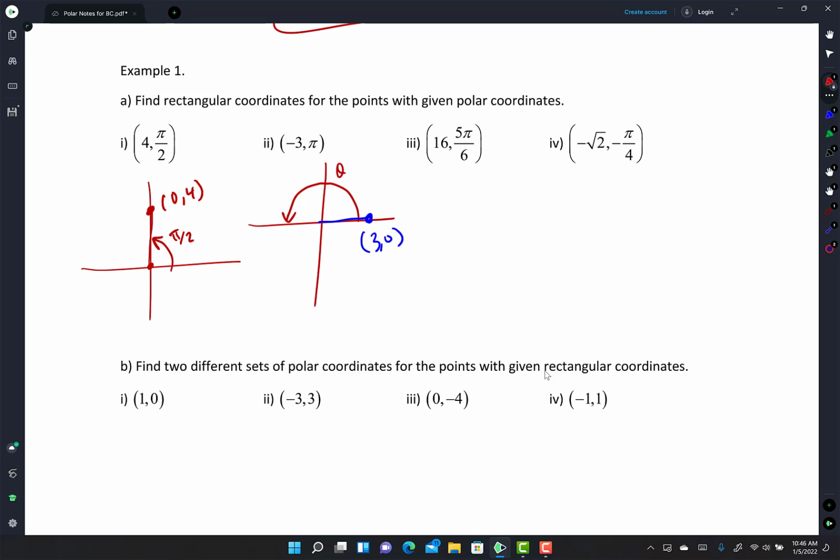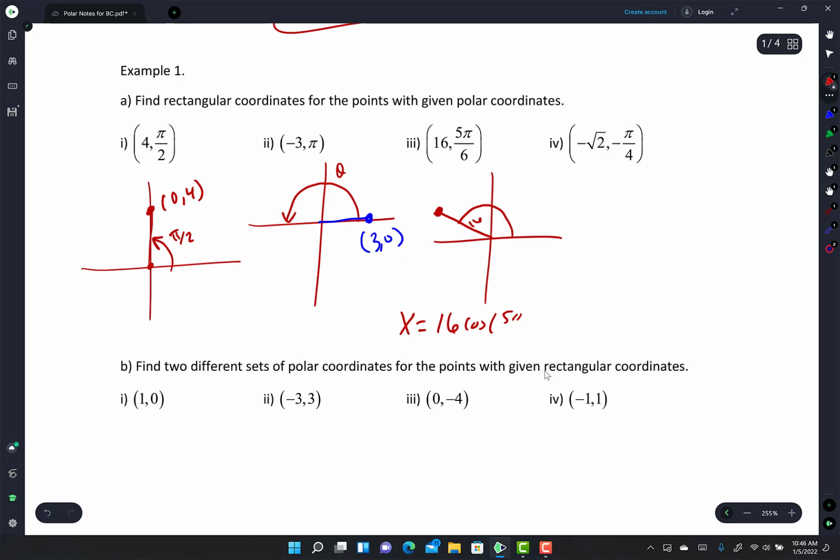Let's go to the next one, and I'm going to exaggerate it. So here's my x and y axis. So 16, 5 pi over 6. 5 pi over 6 is somewhere right there, and I'm going to say that distance is 16. So I want that x and y coordinate. Here's how I'm going to do it. X equals 16 cosine of 5 pi over 6. Do you remember what cosine of 5 pi over 6 is? Perfect. So -8 square root of 3.